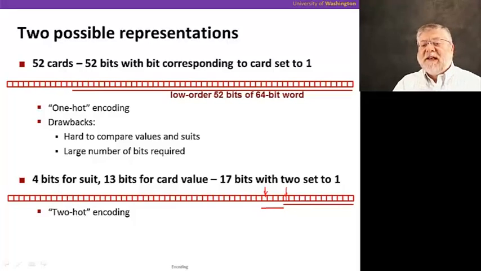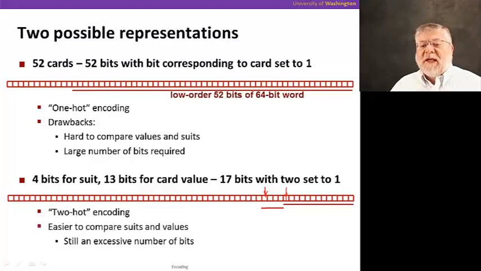Okay? So now it's a lot easier to tell if 2 cards are the same suit because they'll have the same 4 bits here. And we can tell if a card is greater than another by looking at the position of the 1 in the remaining 13 bits. But that's still a bit cumbersome. It's easier to compare suits and values, but it's still a large number of bits, in this case 17. This is what's called a 2-hot encoding now because we have 2 bits set to 1 for each card.